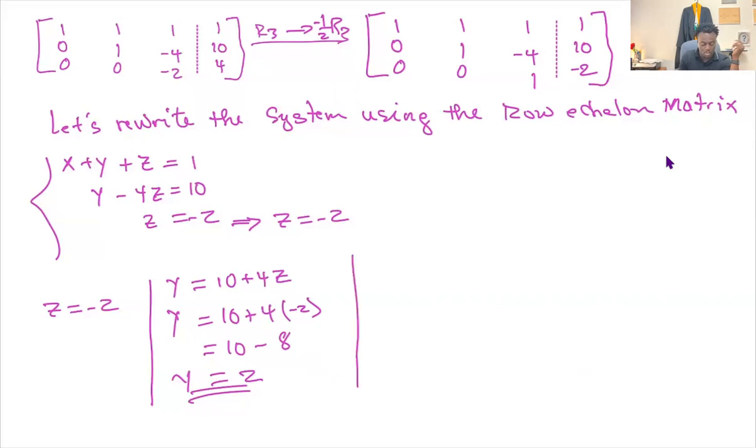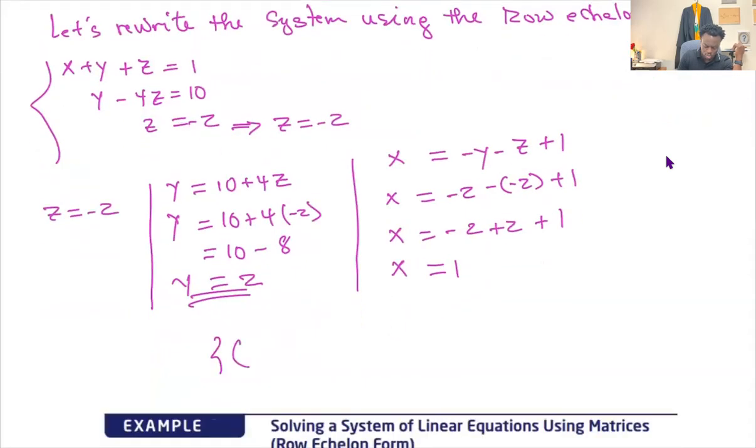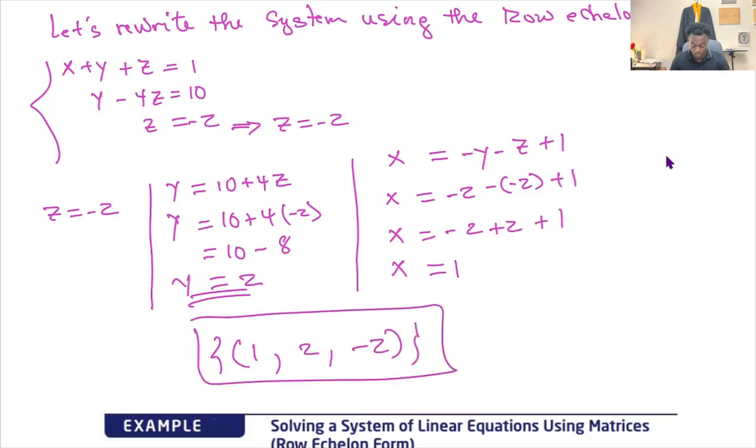I have Z and Y. I can find X because the first equation is X plus Y plus Z. So that's going to be X equals -Y minus Z plus 1. So X equals -Y, so that's -2, minus Z, which is -2, plus 1, and X equals -2 plus 2 plus 1, so X equals 1. X equals 1, so that's your solution. That is X equals 1, Y equals 2, and Z equals -2. So that's the solution for this system, and it's a unique solution.